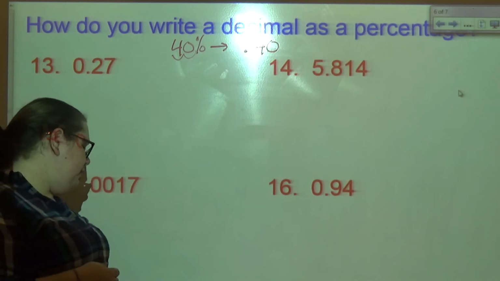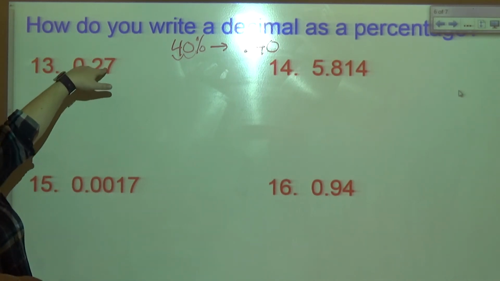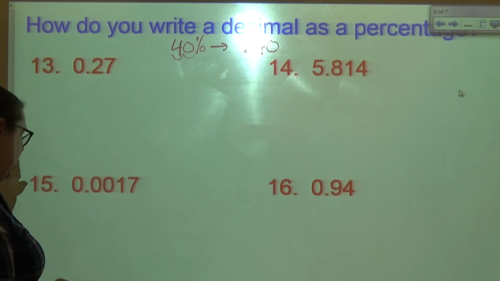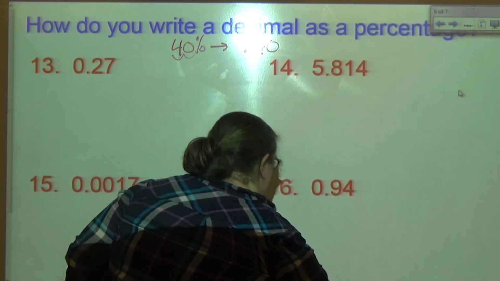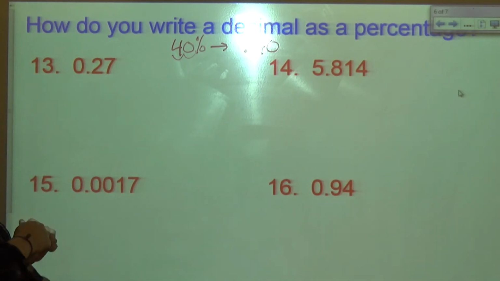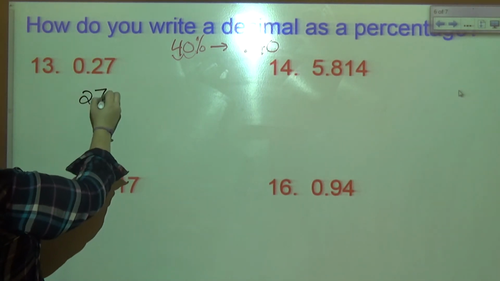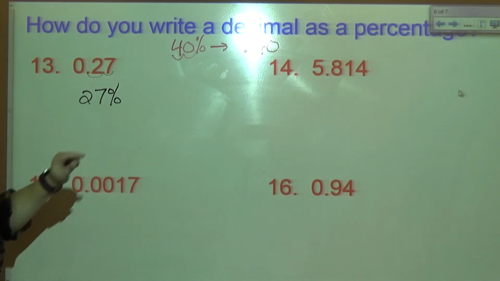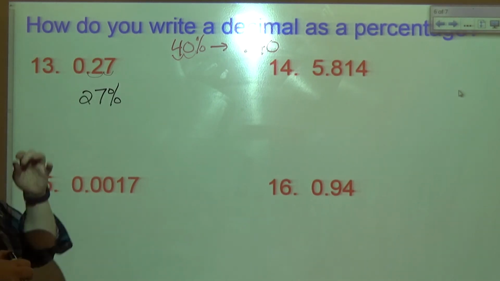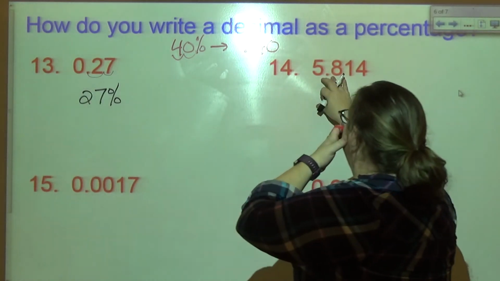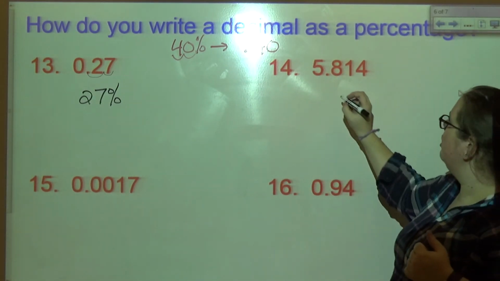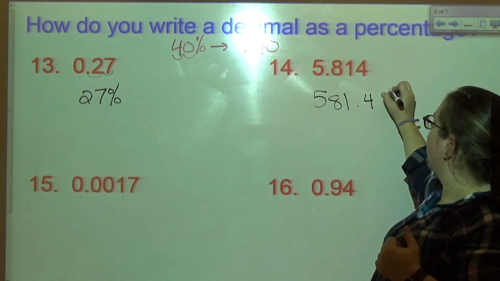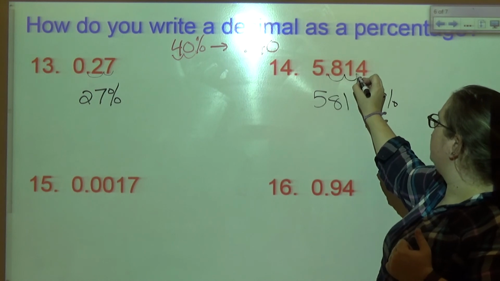And another way of thinking about this, read it from the hundredths spot. This is 27 hundredths. So that's 27%. Right? 27 hundredths is 27%. You move it once, twice. So that one, from the hundredths, 5 and 81 hundredths, and then 0.4. Move it once, twice.